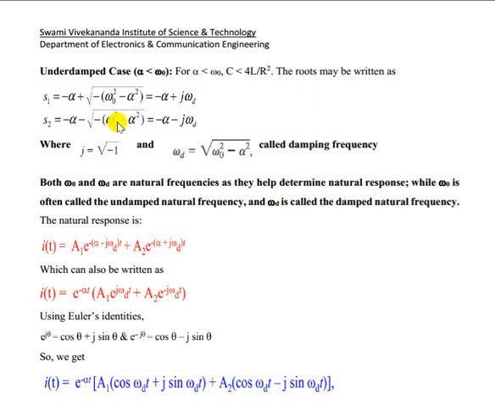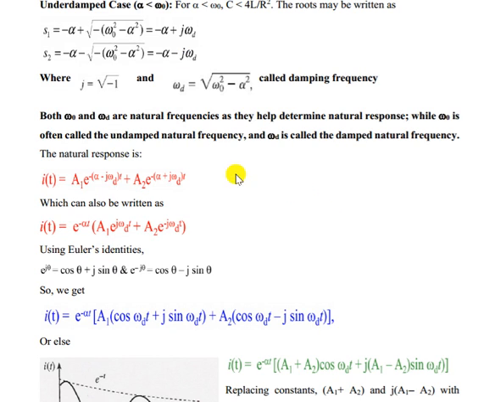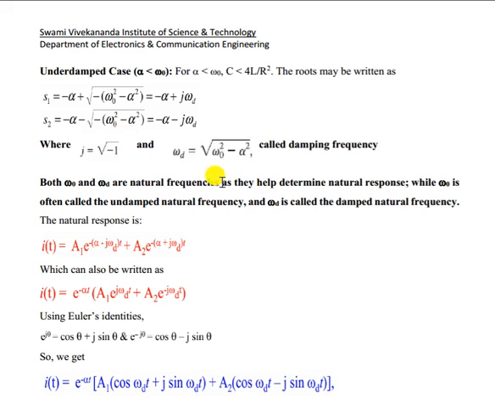So from that we will get minus alpha plus or minus j omega d. Here j is equal to root over minus 1, and omega d is nothing but root over omega 0 square minus alpha square. This omega d is called the damping frequency. Both omega 0 and omega d are natural frequencies as they help determine the natural response, while omega 0 is often called the undamped natural frequency and omega d is called the damped natural frequency. So omega d is called the damped or damping frequency, and omega 0 is called the undamped natural frequency.